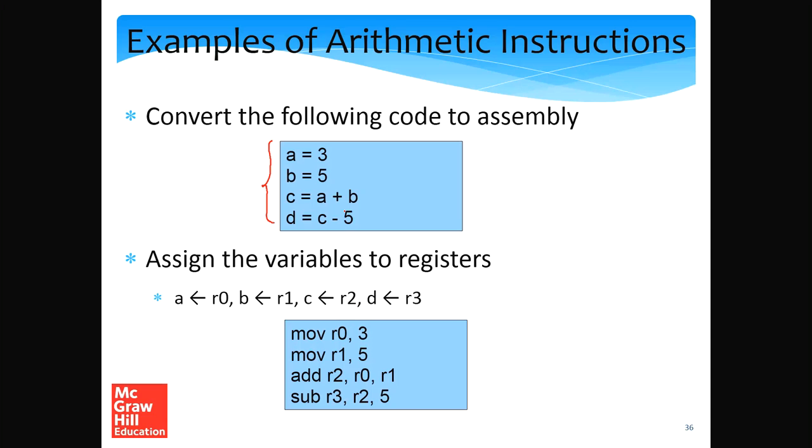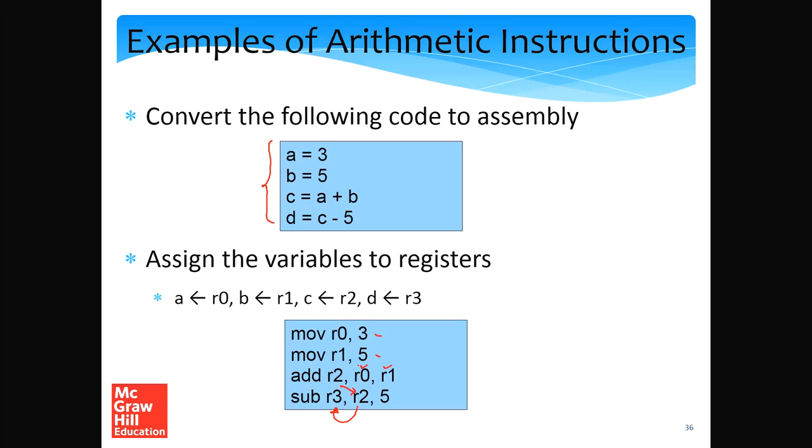Now A equals 3 just becomes move 3 to R0. B equals 5 becomes move 5 to R1. C equals A plus B essentially means add R0 and R1, and let's assign the result to R2, because R2 is supposed to contain the value of C. Then to subtract C minus 5, we again take R2, subtract 5 from it, and save the result in R3, which is mapped to D.